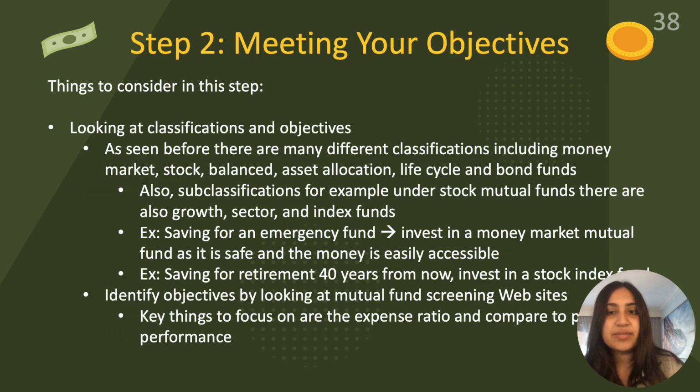As we saw earlier, there are quite a few different classifications of mutual funds. You can have money market, stock, balanced, asset allocated, life cycle, and bond funds. And within each of these classifications, there can be quite a few different subtypes. For example, there are subclassifications under stock mutual funds, such as growth, sector, and index funds, among others. Your investment objectives will lead you to which classification is right for you.